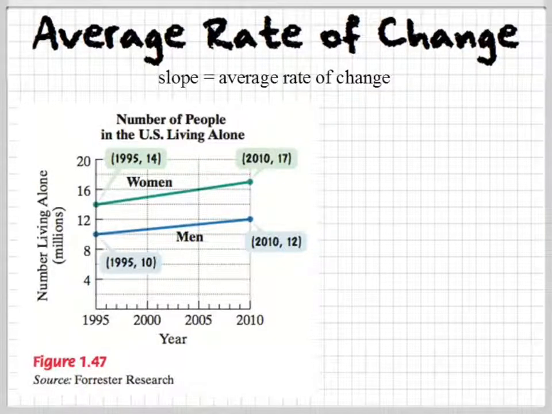Okay, average rate of change. You'll see this word a lot, and I don't want you guys to get confused by it. It just means slope. Find the slope. But they say it differently in different contexts.